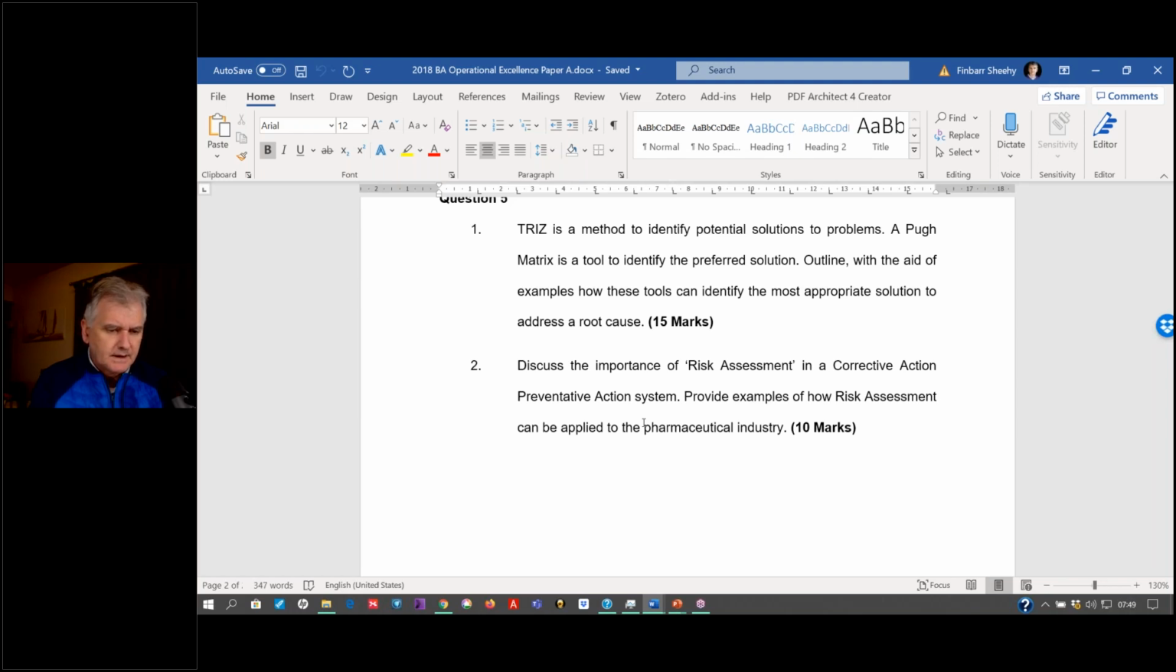She might be okay. Discuss the importance of risk assessment in corrective action, preventative action. Provide an example of how risk assessment could be applied to the pharmaceutical industry. That one is, again, a bit more specific. I may have covered a bit more in that particular year as well. But you can see it's around discussing the importance of something.